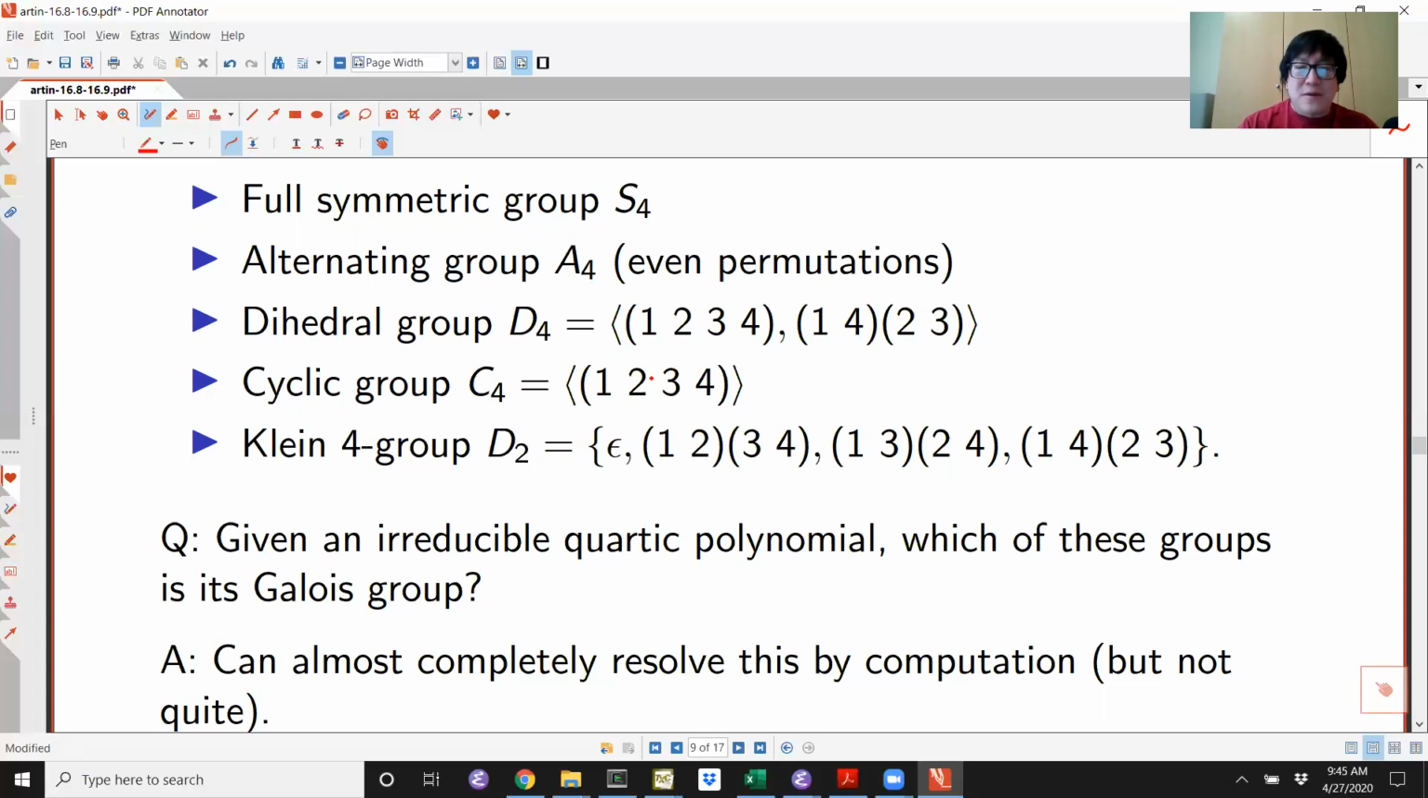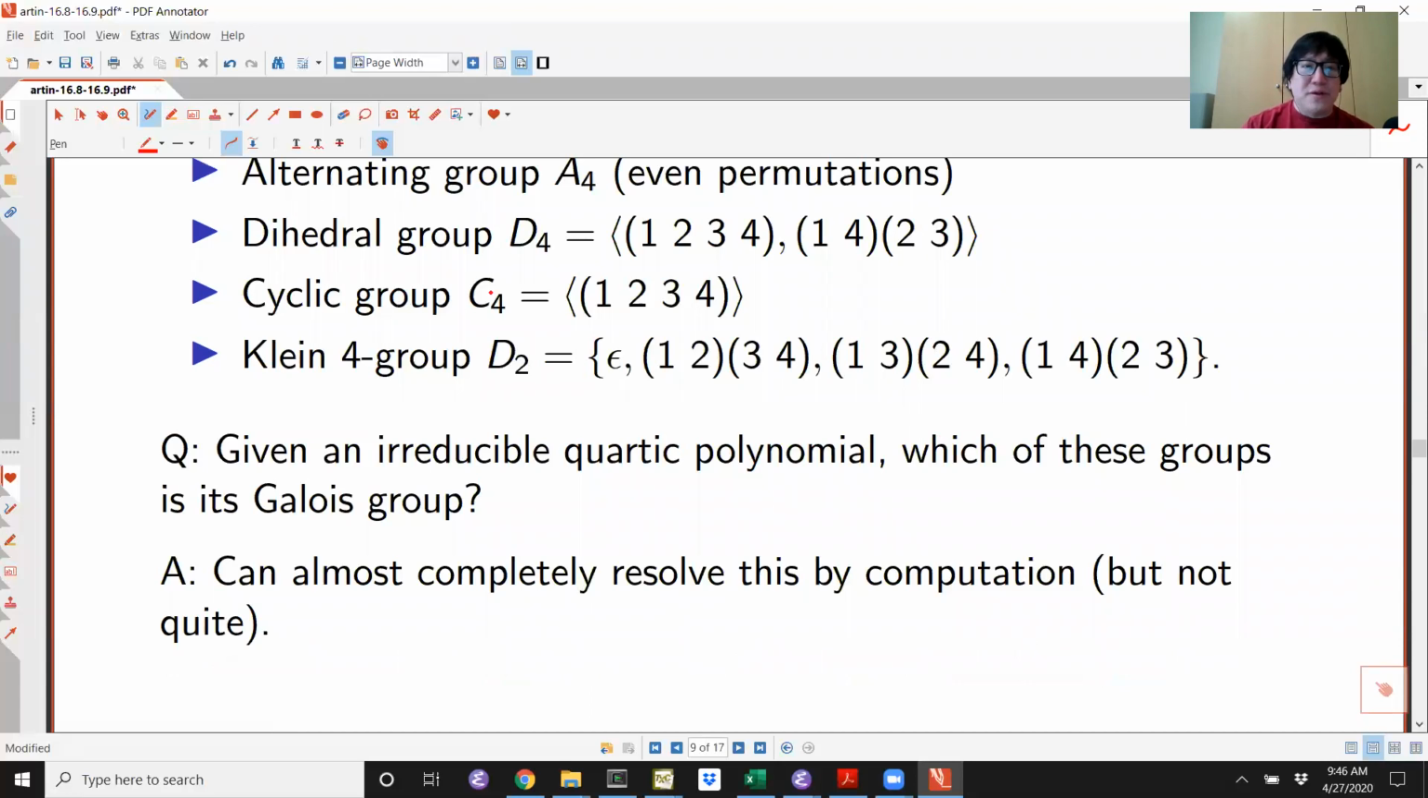This is the Cayley representation of the cyclic group of order 4 on its elements. But this is a new one. It's again a representation of a group as a permutation of its elements, of the Klein 4 group. And so our question now is: given an irreducible quartic, which of these groups is its Galois group? And the answer is we can almost completely resolve this by hand computation.